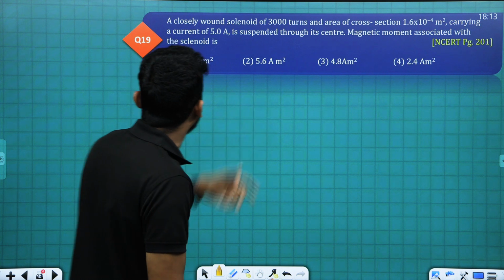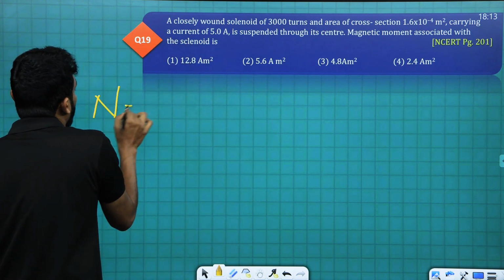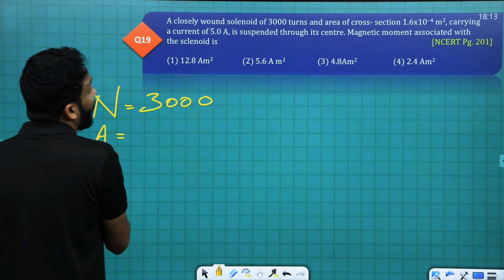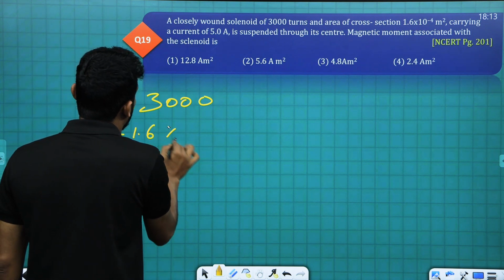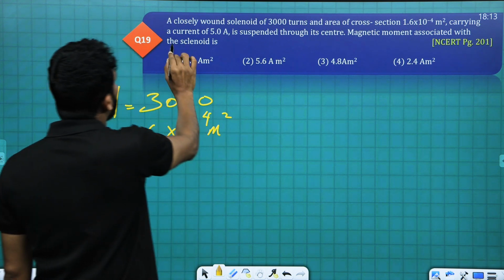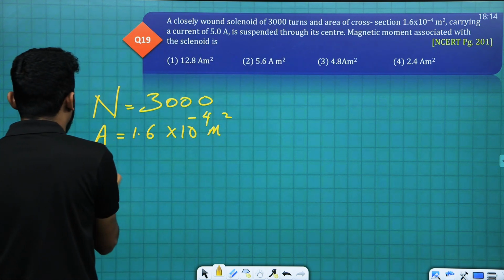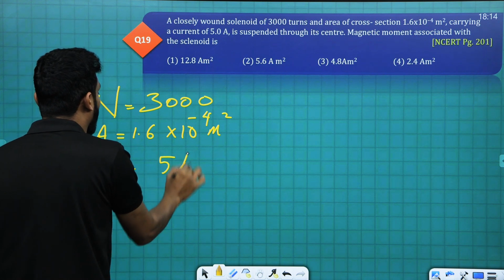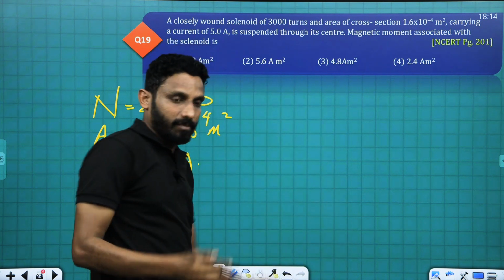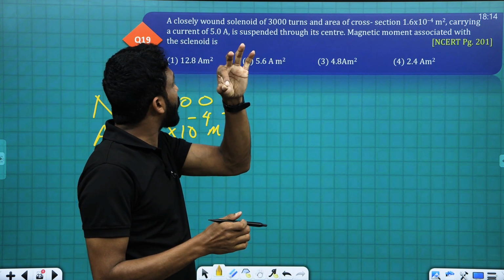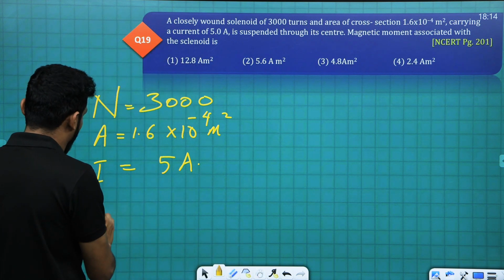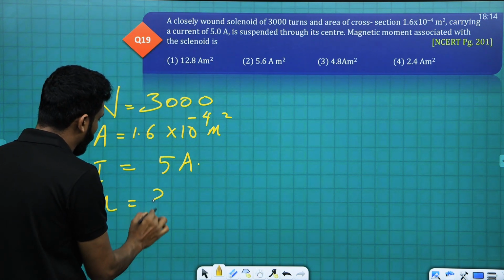19th: a closely wound solenoid of 3000 turns and area of cross section 1.6 into 10 power minus 4 meter square, carrying a current of 5 ampere, is suspended through its center. The magnetic moment associated with the solenoid is, how much is the magnetic moment associated?